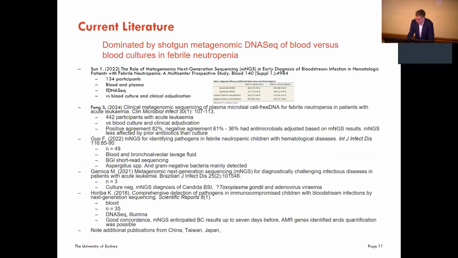The current literature is pretty well summarized here. There are some studies really where a single group in a single hospital have got a sequencer and just gone to their ward and sequenced a whole lot of people. It's all really been primarily DNA sequencing, and it's been based on blood culture, comparing to an arbitrary standard of just what the results in the blood culture were, or potentially having a clinical adjudication panel that's attached significance to the result. That's actually really hard to do.